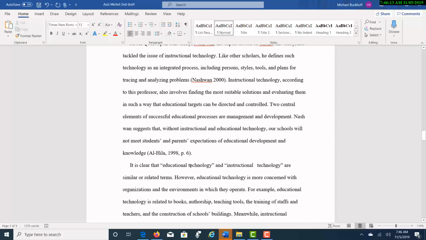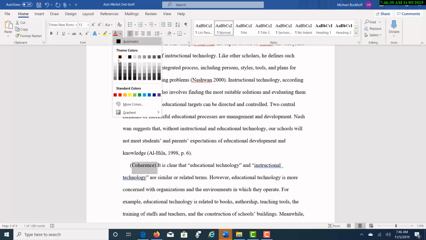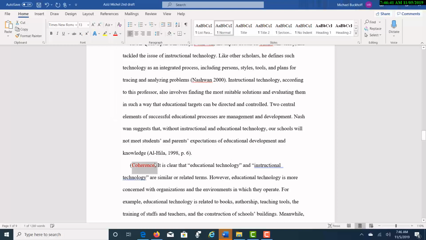It is clear that educational technology and instructional technology are similar or related terms. So here, I'm going to put coherence. I want you to better connect this paragraph to the previous paragraph, I think. So that's a coherence issue. I'll try to make this in red so you can see it when you look back at your document.